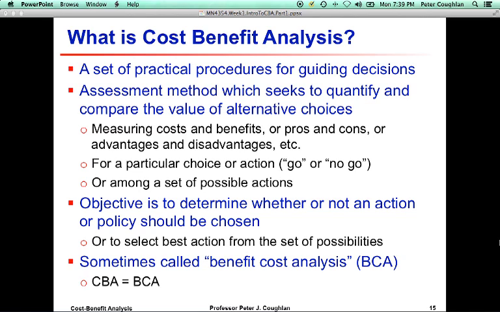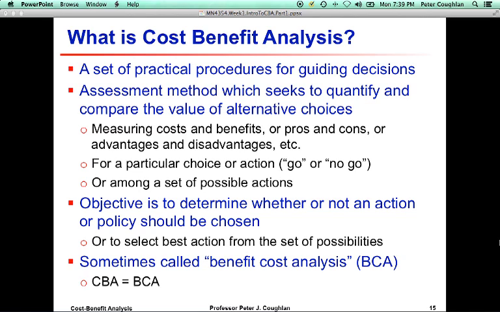Whether it be dollar savings, profit for a business, net benefits generally speaking, cost savings, or improvement in your grades, it could be any sort of quantitative measure to compare alternative choices. It involves measuring the pros and cons, as Ben Franklin did, the costs and the benefits, the advantages or disadvantages.